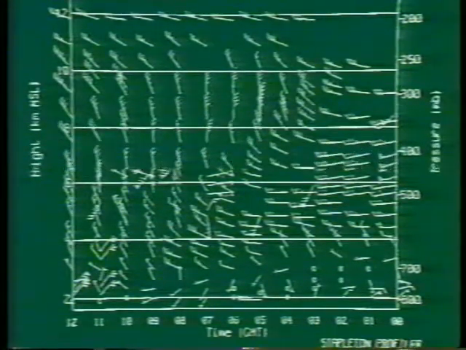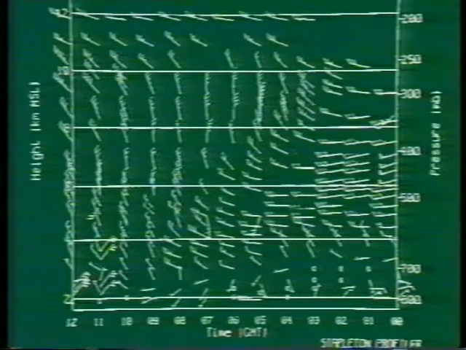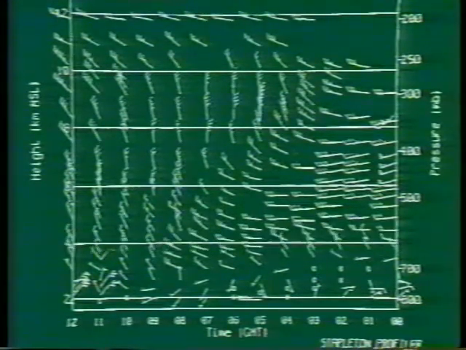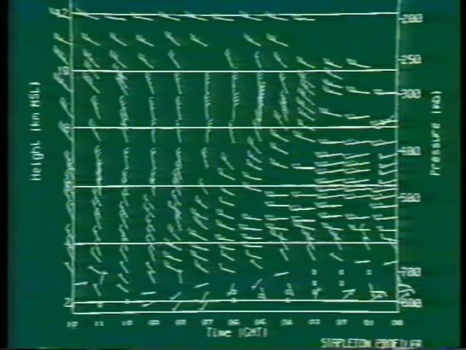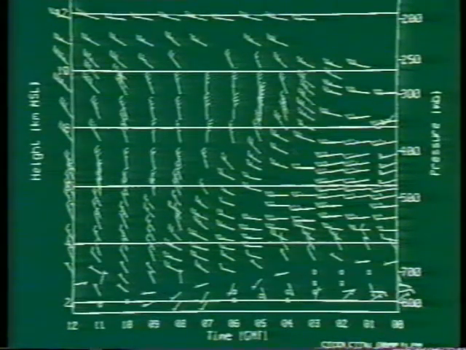Lest you get the impression that profiler data are error-prone, a month-long subjective examination of data from the experimental network in Colorado concluded that 96% of all wind observations were good. The reliability of data from the demonstration network in the central U.S. is expected to be still better.